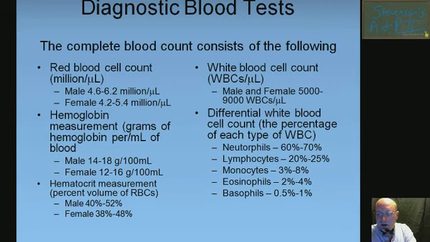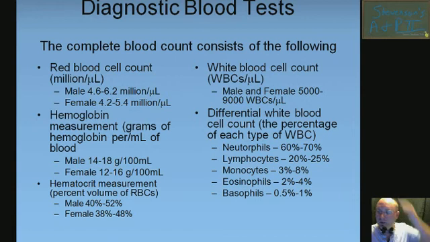Males have 14 to 18 grams of hemoglobin per 100 milliliters. Females have 12 to 16 grams of hemoglobin per 100 milliliters. Hematocrit measurement: this is the percent volume of the red blood cells. Males have a hematocrit percentage of around 40 to 52%, while females' hematocrit is 38 to 48%. So males typically have more cells in their blood.